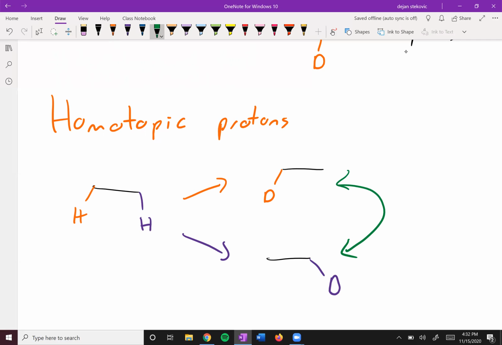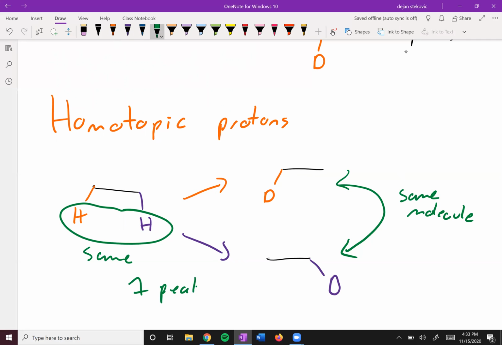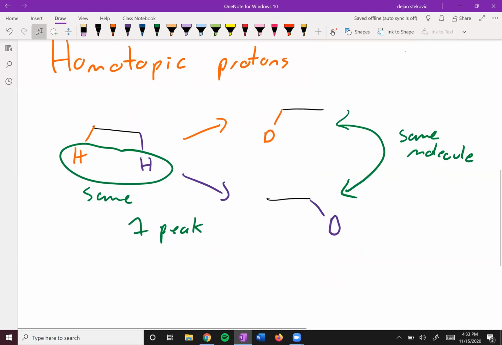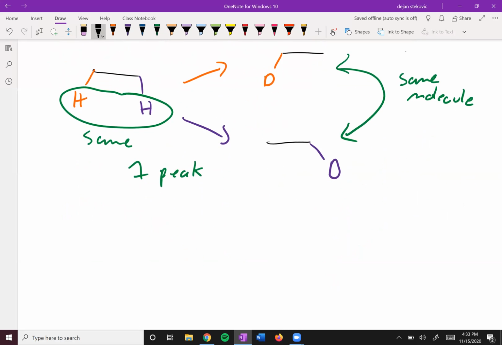Well, if you just rotate the one molecule, it becomes the other molecule, and so they're the same. Since these two molecules are the same, that means that these two protons are the same. And so you'll only get one peak from these two protons, right? They're going to appear as one peak.